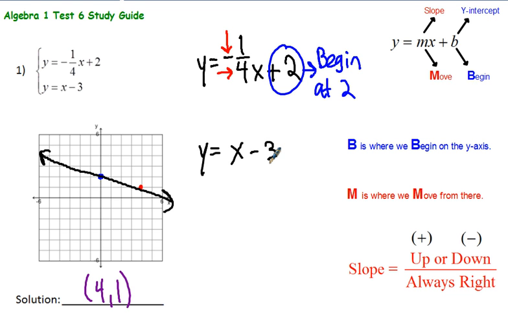Same deal. You're going to begin at negative 3, right? Because that's that last number. So 1, 2, 3. And then the slope, same thing as the last one. If you don't see a slope, it's really 1. If it's not a fraction, it's really 1 over 1. So the slope on this one would be up 1 and then right 1. So let me go up 1, right 1.